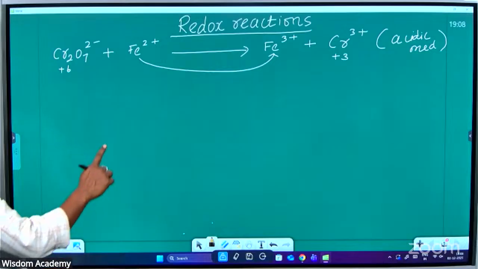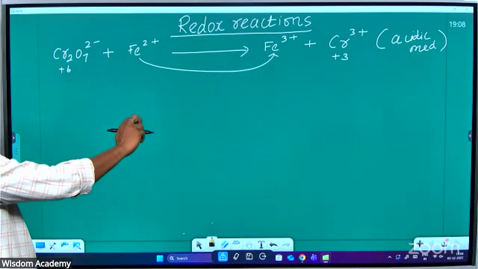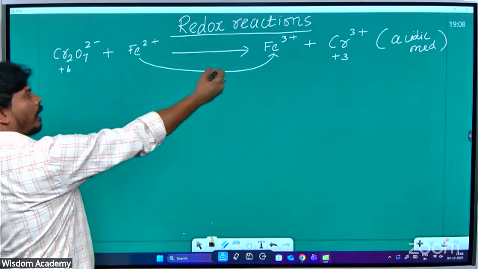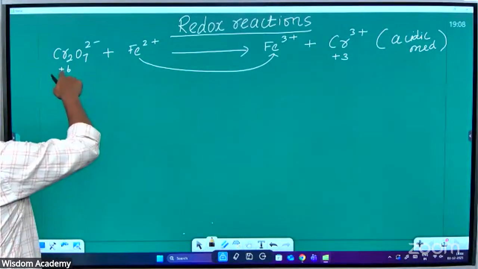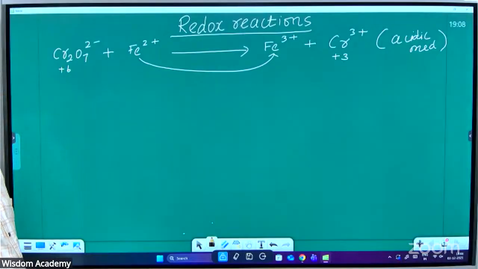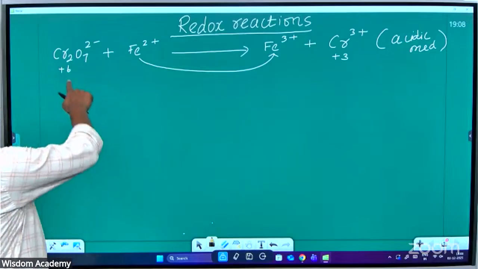Let's start with the first step. Split up into two half reactions. Fe2 plus to Fe3 plus, it is oxidation. So another one, plus 6 to plus 3. Dichromate ion is reduced to plus 3 oxidation state. Here plus 6 reduced to plus 3.